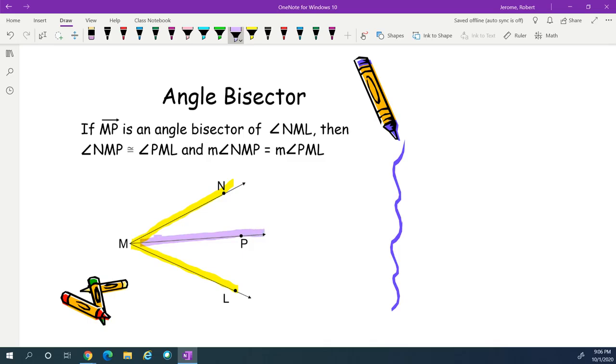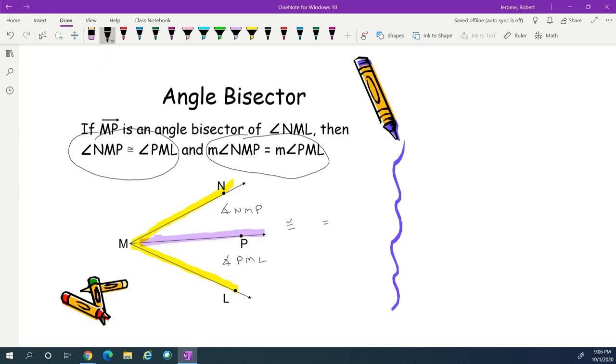Now, we're not getting congruent sides, meaning MN and ML are not congruent. We don't know anything about them. One could be 2 inches and the other one 10 miles. What we're saying is that the angle NMP and the angle PML are congruent and their measurements are equal. So the angles are congruent and their measurements are equal.